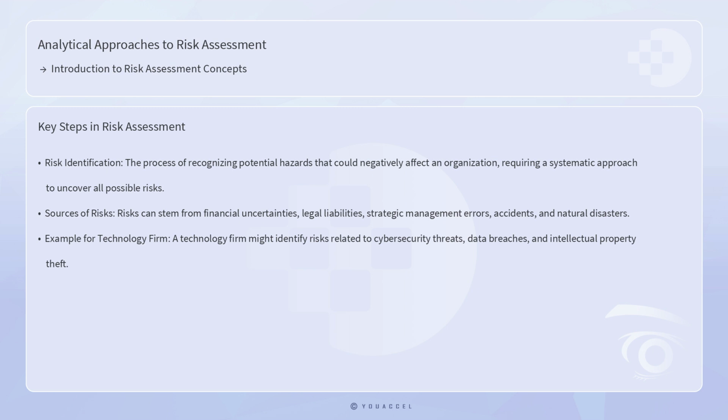Risk identification is the process of recognizing potential hazards that could negatively affect an organization. This step requires a systematic approach to uncover all possible risks, which can stem from various sources, including financial uncertainties, legal liabilities, strategic management errors, accidents, and natural disasters. For instance, a technology firm might identify risks related to cybersecurity threats, data breaches, and intellectual property theft.